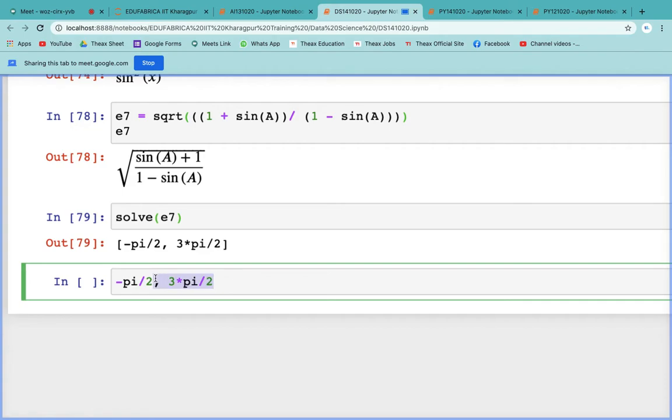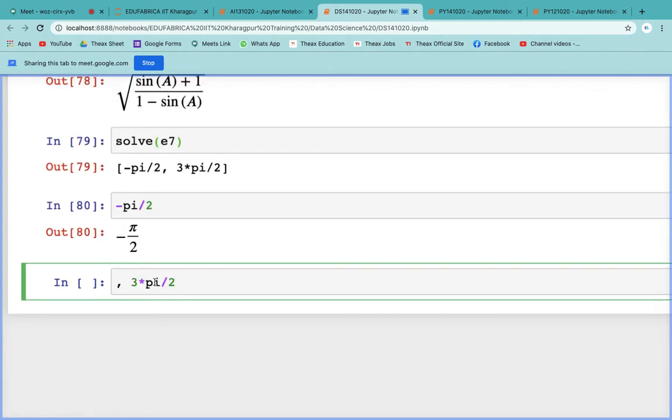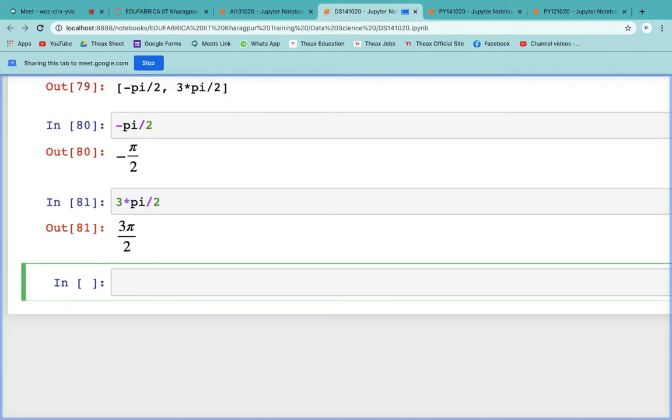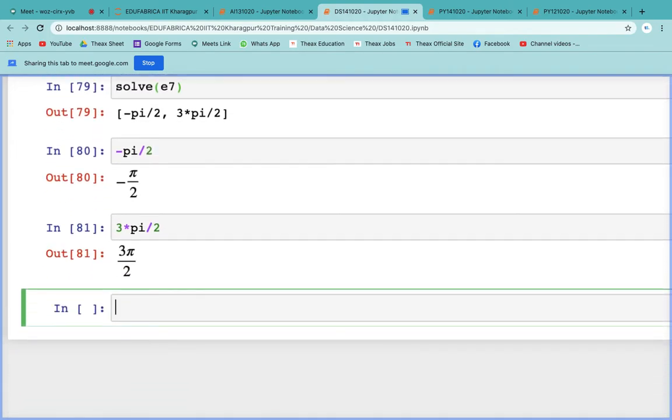Wrong, right? Two results. Solving the equation, getting the results easily. Or you can apply substituting methods and all those things to get the results.